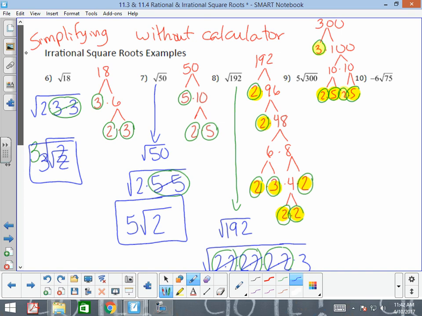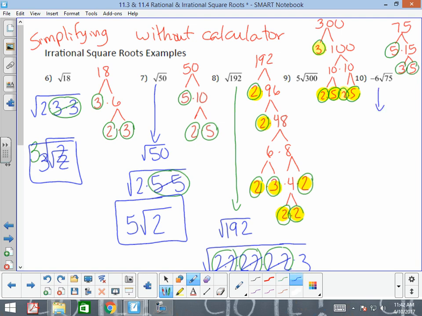All right, one more. I've kind of left myself no room. Let's see if I can do this. All right, 75. Factor tree for it. Well, it ends with a 5, so I know it'll divide by 5. That's 5 times 15. 5 is prime. 15 is not. Okay, so 3 is prime, and so is the 5.